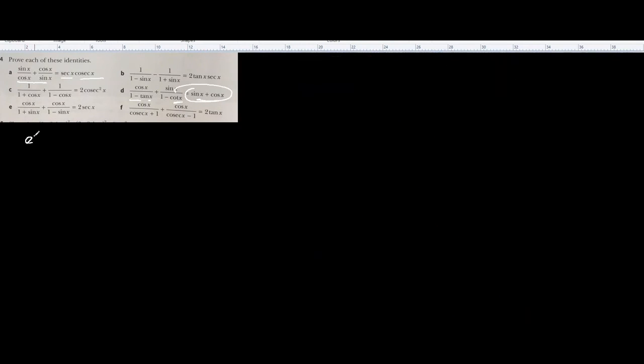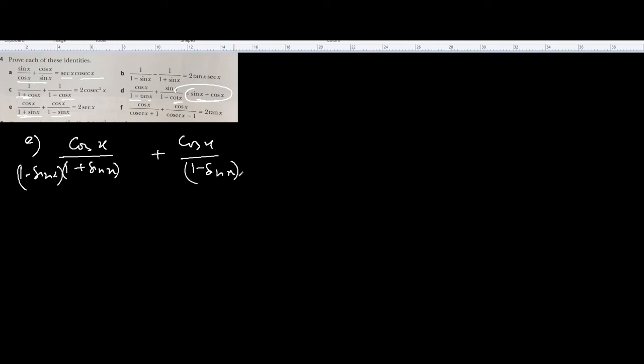Let's move on to E. Again, it has a similar kind of denominator to what was in part C or B. So we can do cos x over 1 plus sin x plus cos x over 1 minus sin x. So we'll multiply this by 1 minus sin x, multiply this also by 1 plus sin x rather, and the same on top.